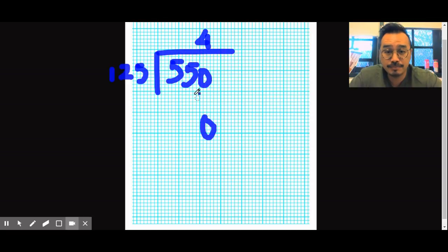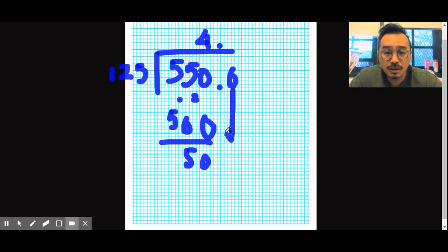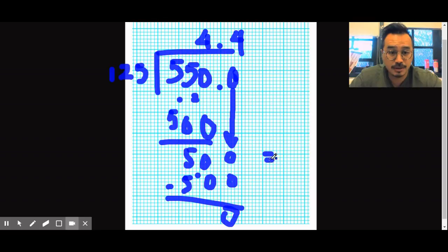4 times 5 is 20. 4 times 2 is 8. 8 plus 2 is 10. 4 times 1 is 4. Plus 1 is 5. So that's 500. And then add a 0 and a decimal. Yeah, that's it. All right. Okay. 4 times 125 is exactly 500. So that's nice. Worked out. Okay, so that's choice C.